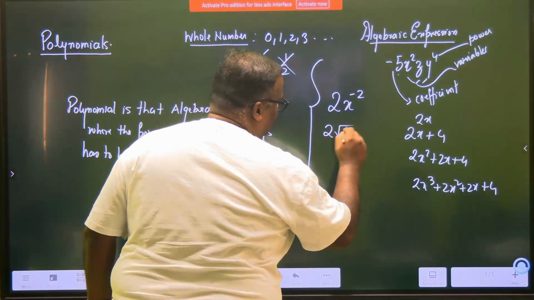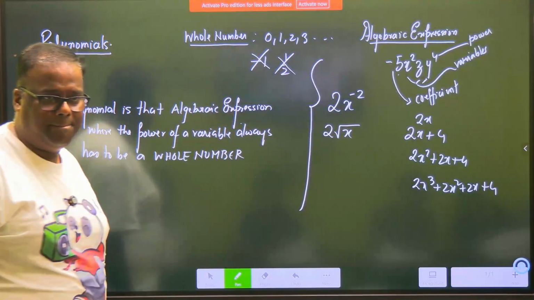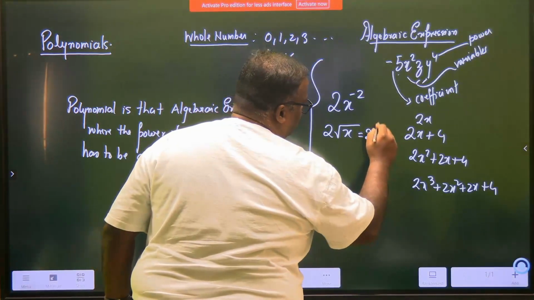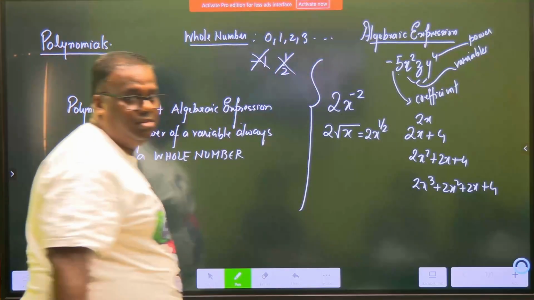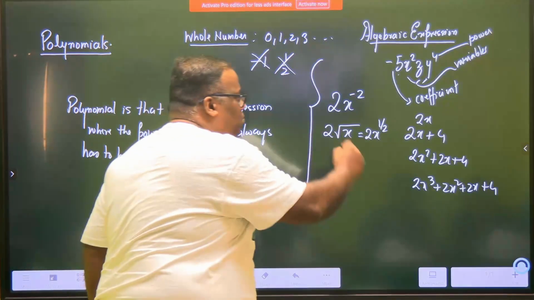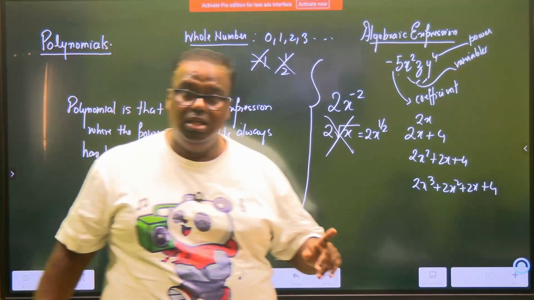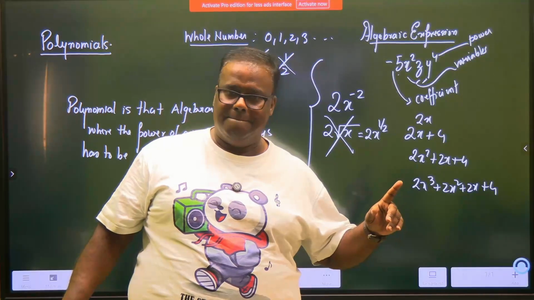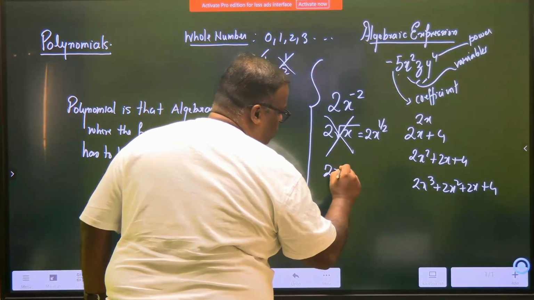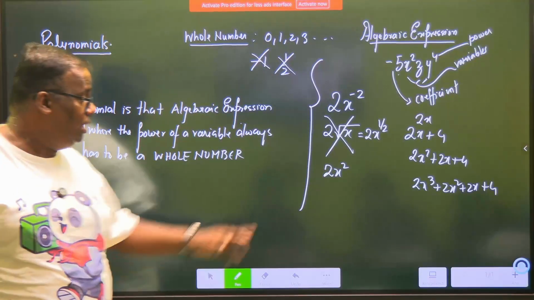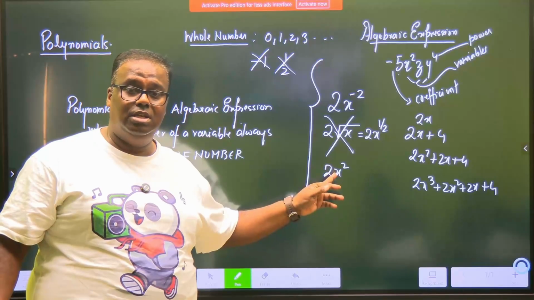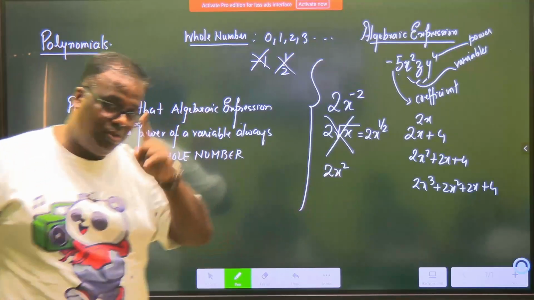It will come something like this. This is same as 2x to the power half. Is the power a whole number? No. So this is not a polynomial. This is the algebraic expression. Understood? Let's take one more number. 2x square. Is it a polynomial? Yes, it's a polynomial because the power of the variable is 2, which is a whole number. Let's see one more example.